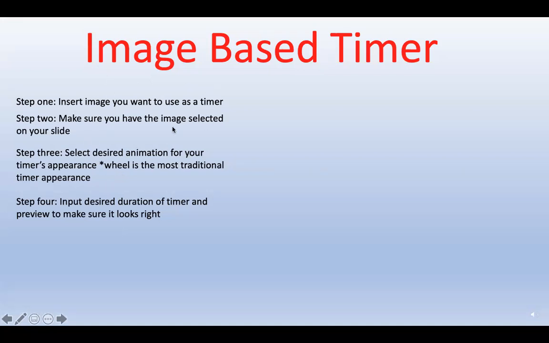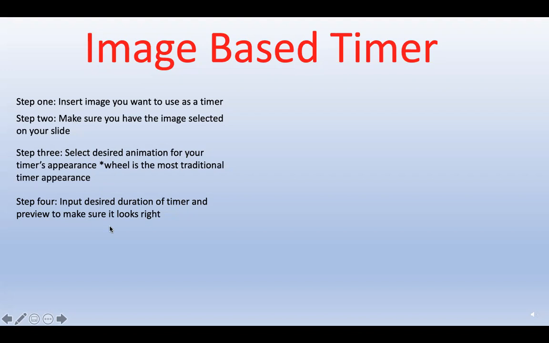I guess I'll just go through the steps one more time for creating that timer. So first you want to insert the image you want to use. Make sure you have the image selected on your slide. Select the desired animation for your timer's appearance. Like I already said, the wheel is the most traditional timer appearance. And then finally input the desired duration of timer and preview it to make sure it looks right.